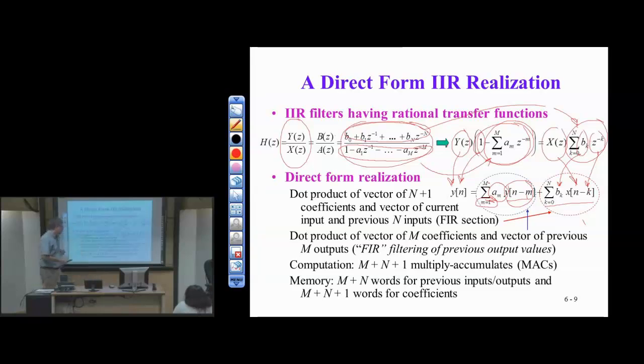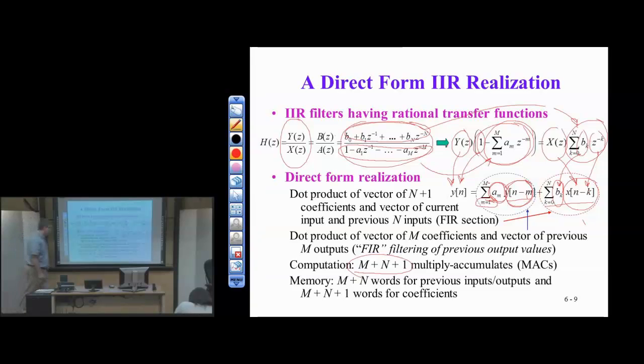Okay, let's look at the multiply involved, the arithmetic involved. I've got really two vector dot products happening here. I have a vector of feed forward coefficients times a vector of current and previous input values. I have another vector dot product, which is the previous output values and the feedback coefficients. So I end up with a total of M plus N plus 1 multiplication and addition operations, or accumulate operations.